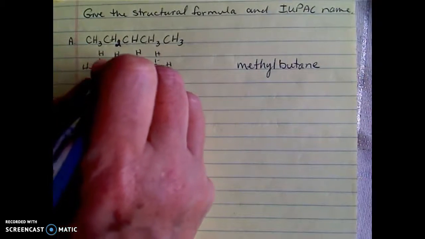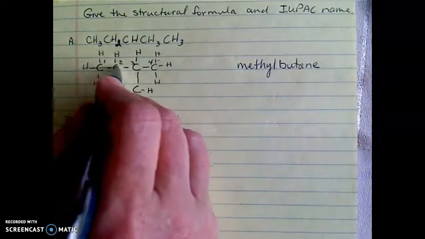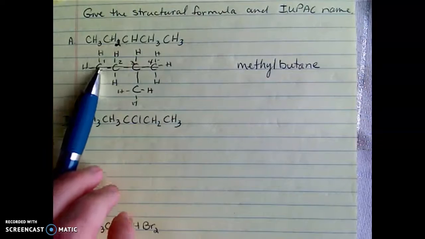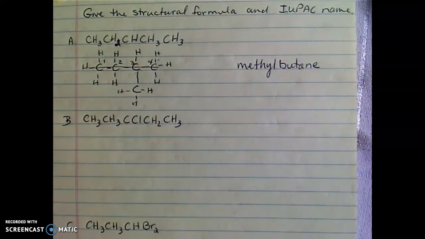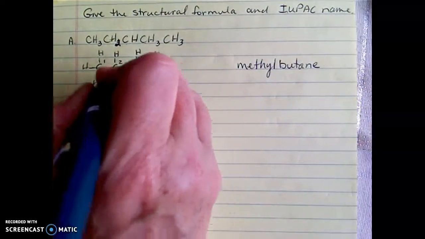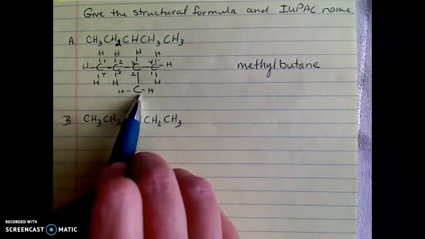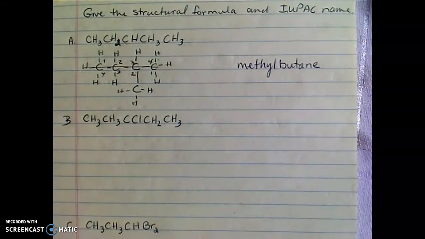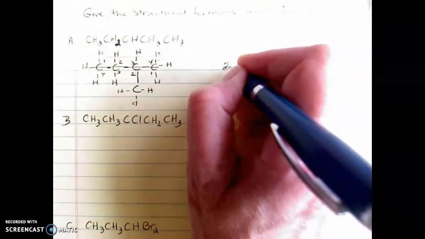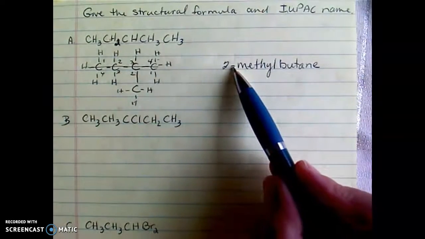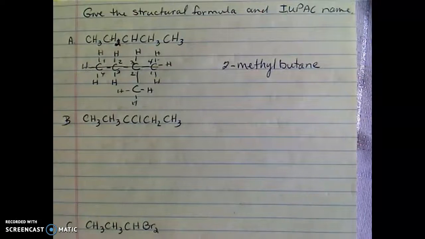So you could go 1, 2, 3, 4, if this is my main chain, and that would give me 3 methyl butane because it's coming off the 3rd carbon. Or if I number it this way, 1, 2, 3, 4, then it would be coming off the 2nd one, and it would be 2 methyl butane. According to the rules, you want to give all of your branches or substituents the lowest possible number. So we're going to go with the 1, 2, 3, 4 in this direction. So this would be 2 methyl. Now remember to put a dash after the 2. 2-methylbutane. All right.